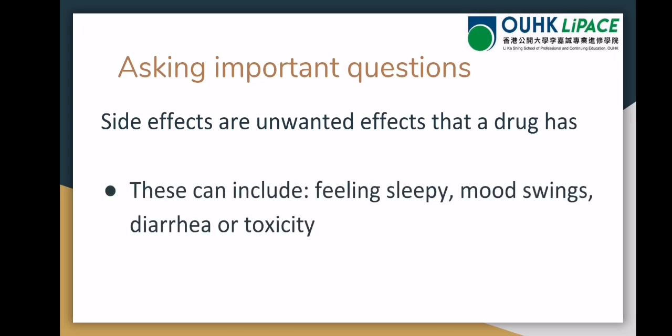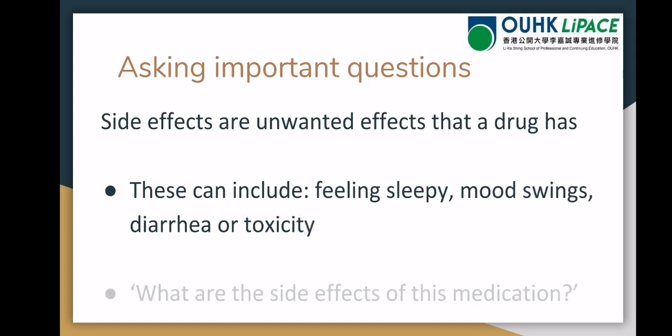So here are some common side effects like feeling sleepy, mood swings. So maybe you feel sadder or angrier randomly, or it could give you diarrhea, constipation, or even it could have some toxicity. So toxicity is something that is damaging to your body. Some drugs will have a side effect of damaging your liver or your kidney. And if you are curious about this, it's always good to ask. You can just say, what are the side effects of this drug or of this medication?